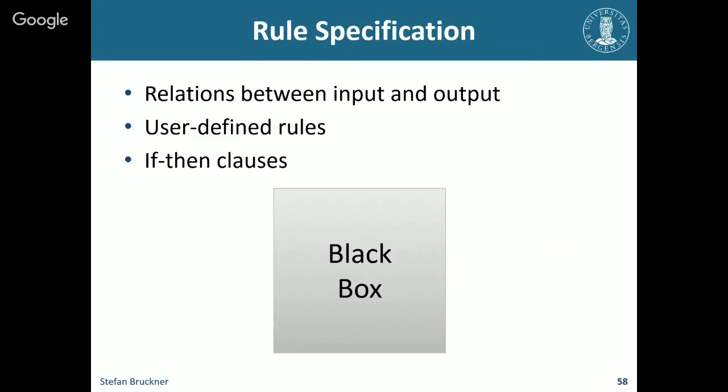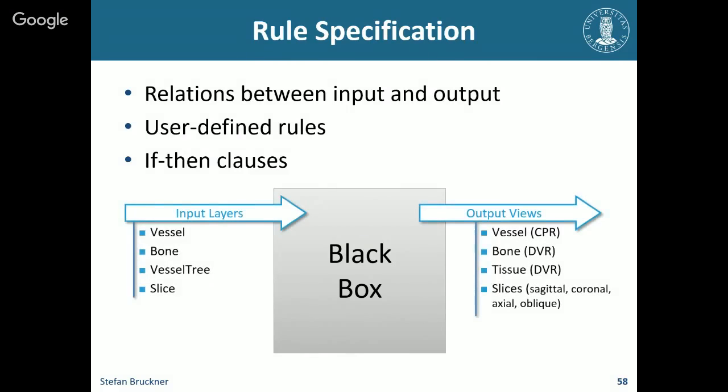So if we have a blood vessel, for example, we would like to show a Reformation view. If we have tissue... So the question is now, how do we get from these multiple input layers that we have from our region of interest to these output views? So we have a rule base, and this rule base should ideally be as easy as possible so that we can design this together with the domain experts.